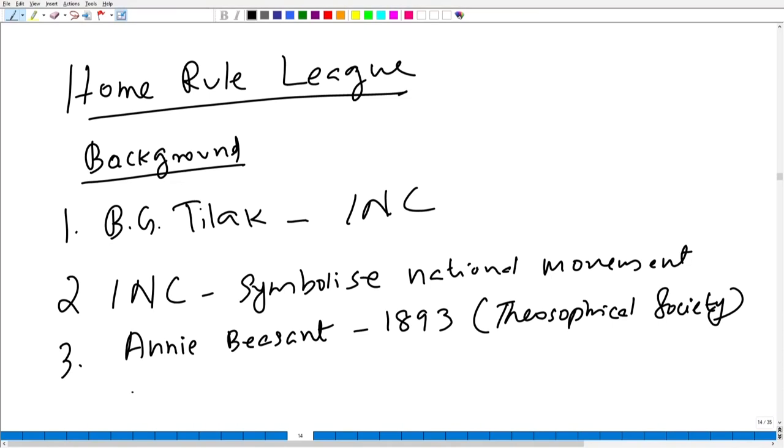This belief was further strengthened by the declaration made by Woodrow Wilson that the First World War was waged for the protection of democracy across the globe. So, there was no definitive plan of action before the Indian National Congress. So, at this time, Annie Besant came forward to start the Home Rule League on the model of the Irish Home Rule League.